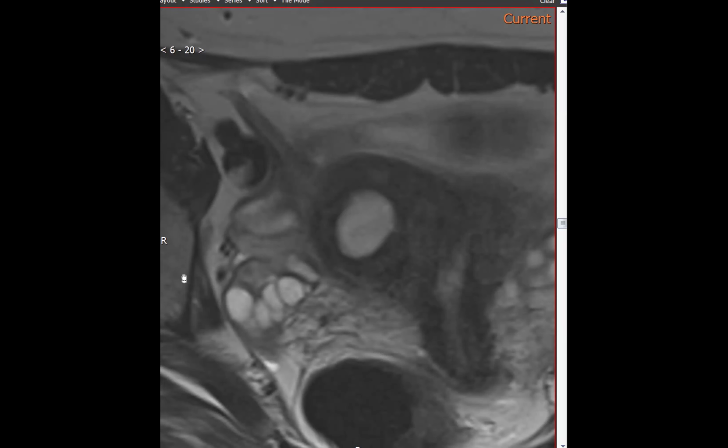Would an angular ectopic look like this? Like if their HCG had been elevated, could it also look like this? Yes, yes. Okay.